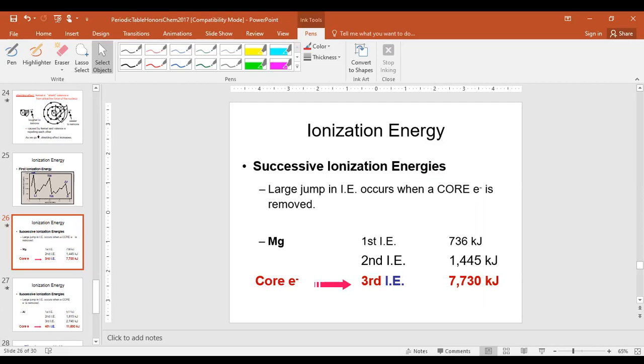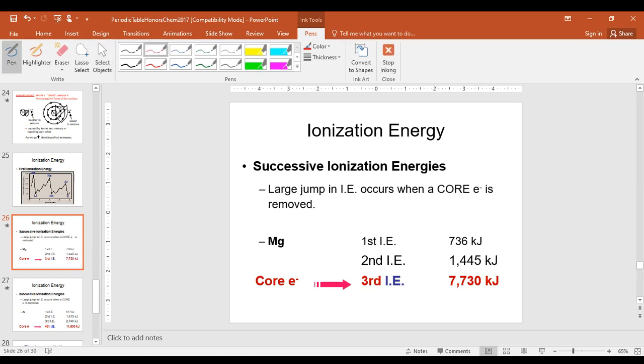Okay, so I'm actually going to show you a video now about successive ionization energies. But what I want you to notice before I show you the video is that when we start removing electrons from very stable configurations, we see a dramatic increase in the ionization energy.